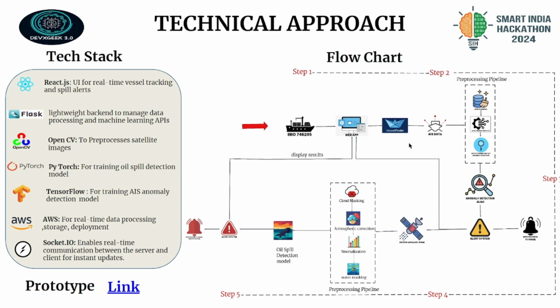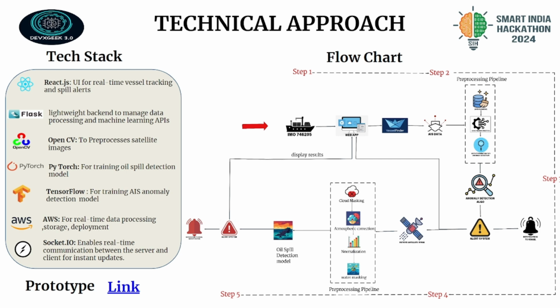This AIS data is passed through a pre-processing pipeline. This involves data cleaning and transformation, so it makes the data ready for the anomaly detection algorithm to find if there are any anomalies. This anomaly detection algorithm monitors AIS data for unusual speed changes or course deviations, or if the ship is entering restricted or protected areas which it is not supposed to enter. And it also monitors for AIS signal loss.